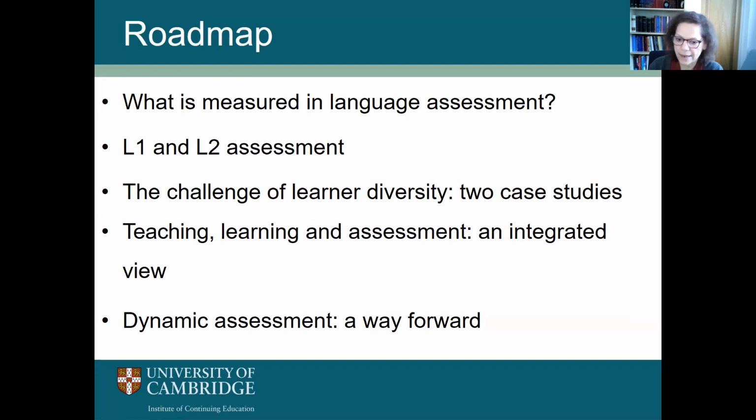2 case studies there. Then I will propose, following the Common European Framework of Reference for Languages, that teaching, learning, and assessment need to be considered in an integrated way rather than as separate components. And finally, I'll talk very briefly about a new type of assessment, which is dynamic assessment. It's a way forward, and it actually adopts the idea of integrating teaching, learning, and assessment.